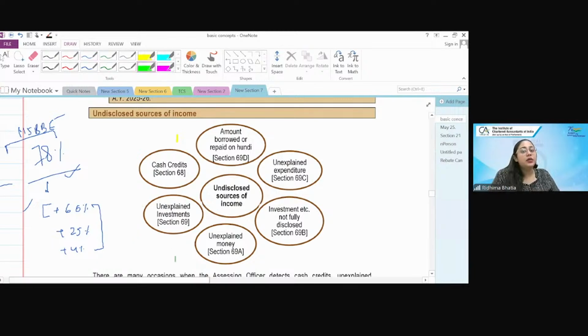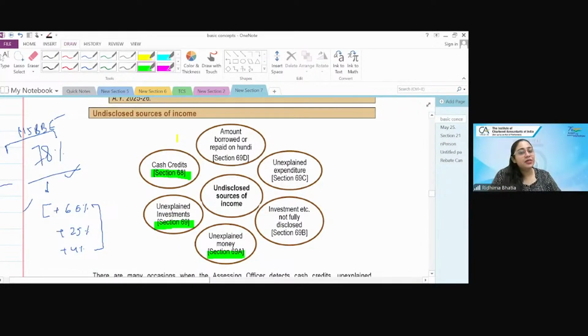Don't worry. These are in 6 different sections, starting from section 68. Cash credits: there are some cash credits in your books of accounts and you are not able to explain them. Then unexplained investments: there are certain investments which are not recorded in your books of accounts and you are not able to give an explanation. Unexplained money: any money, cash, or valuable bullion found in your possession, and you cannot tell what it is for.